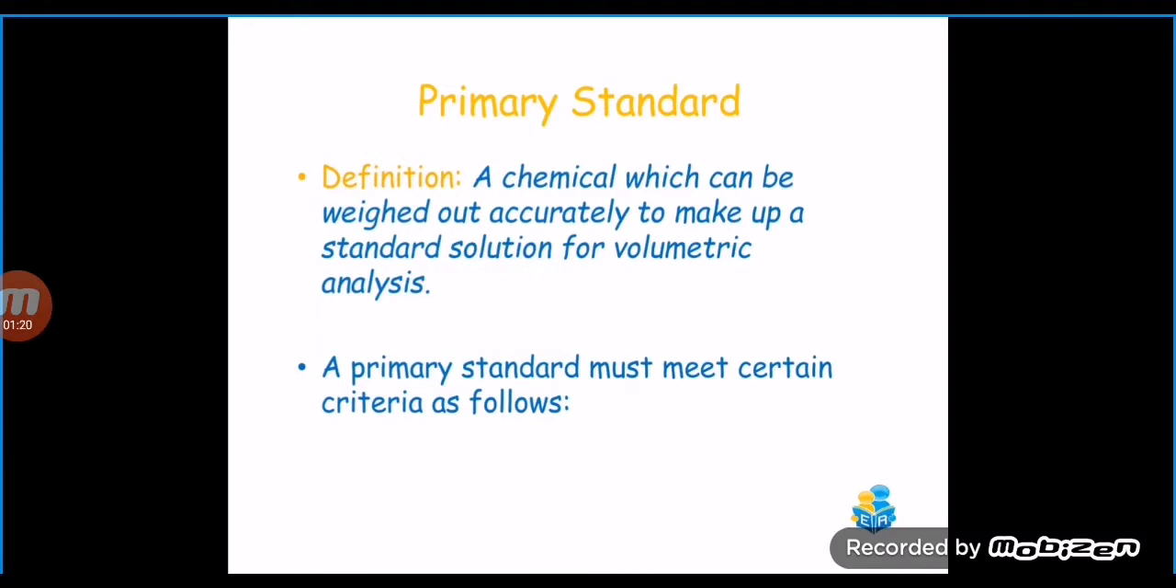Another definition to know is a primary standard, and a primary standard is used to make a standard solution. So a primary standard is a chemical which can be weighed out accurately to make up a standard solution. And primary standards have to meet certain criteria.